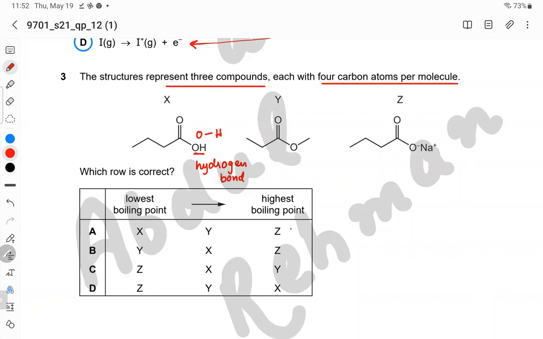So see, from this we can conclude that either A or B is correct, and C and D are wrong.